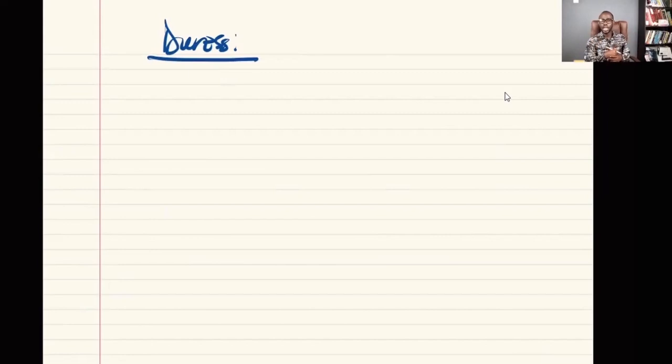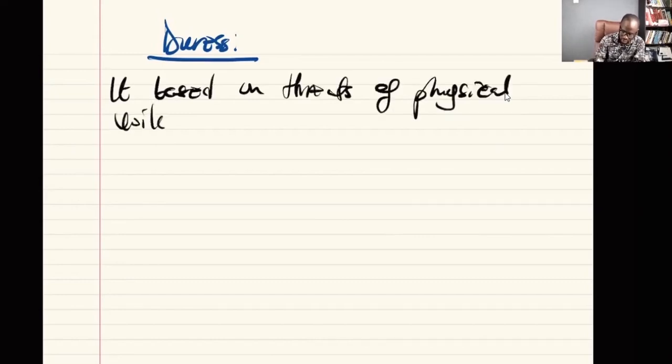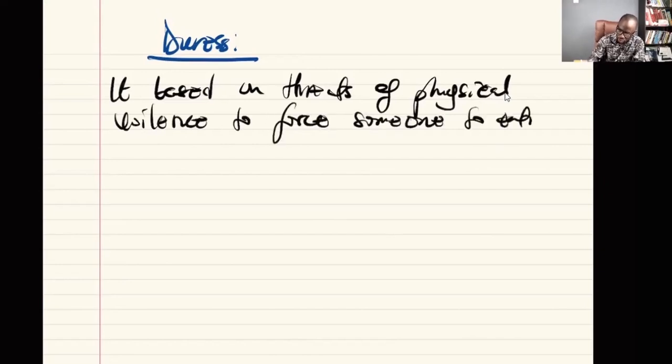But then sometimes, if a party enters into the contract, but can prove that the contract he entered into was actually a duress or an undue influence, then the contract will be considered as what? Invalid. So when we say duress, what does that mean? It is based on threats of physical violence to coerce, to force someone to enter into a contract.